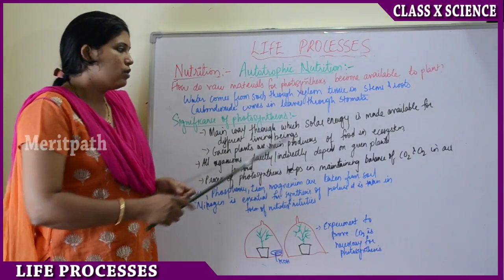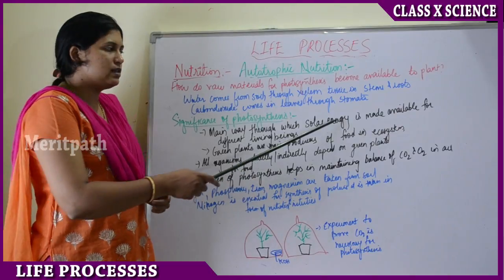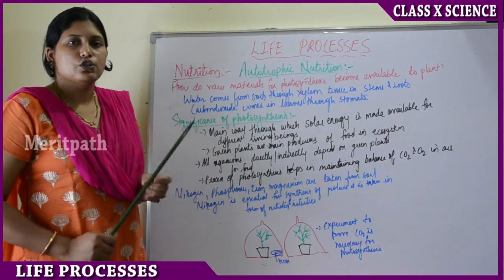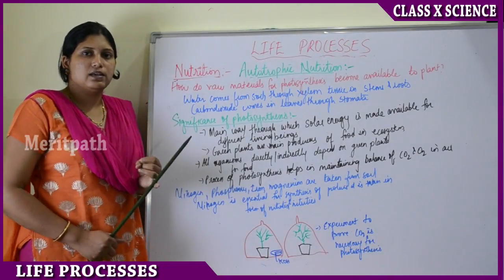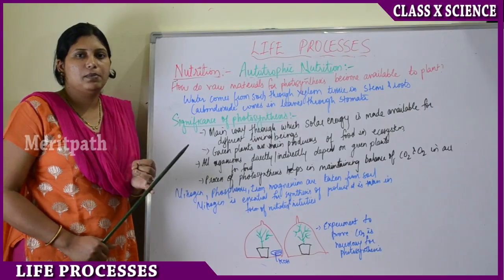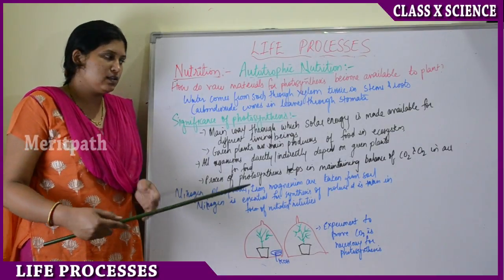So that is the reason how solar energy is made available for different living beings. Solar energy is absorbed by the plants, and then plants are eaten by animals as well as human beings, and then this solar energy will be transported to their bodies.